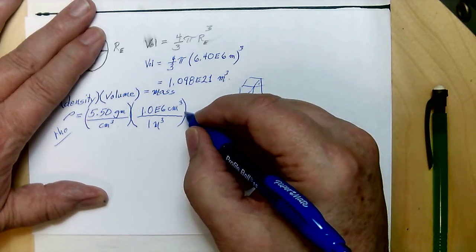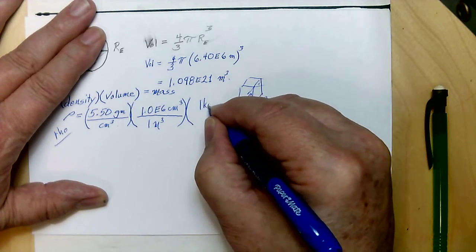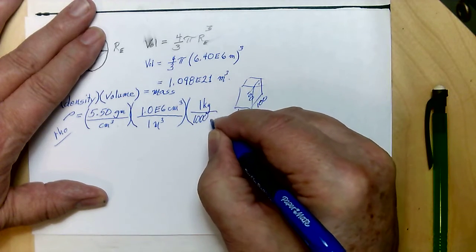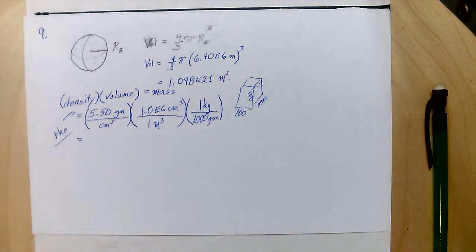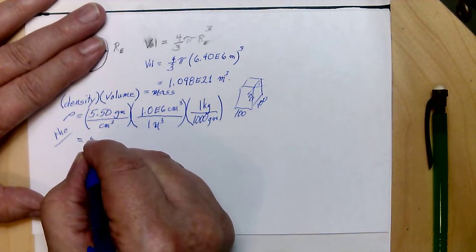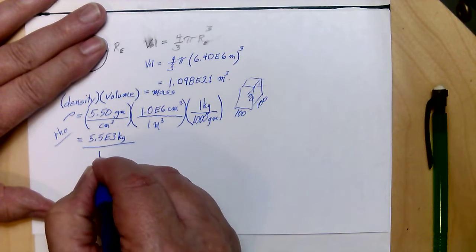And then we're going to have grams, 1 kilogram per 1,000 grams, and this gives us a value of 5.50 E6 divided by 1.0 E3 gives us 5.5 E3 kilograms per cubic meter.